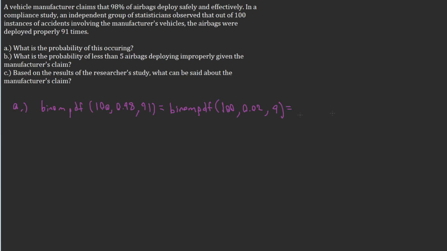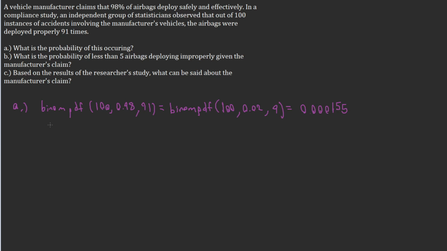And if you plug both of these formulas into your calculator or R, whatever you're using, you'll get the same outcome, which looks to be 0.000155. And so that's going to be our answer for part A. Now, one thing I want to point out here is that although this probability is very, very low, we have a lot of trials here, and this probability mass function is only taking into account the precise, exact situation in which 91 airbags deploy properly and 9 airbags deploy improperly.